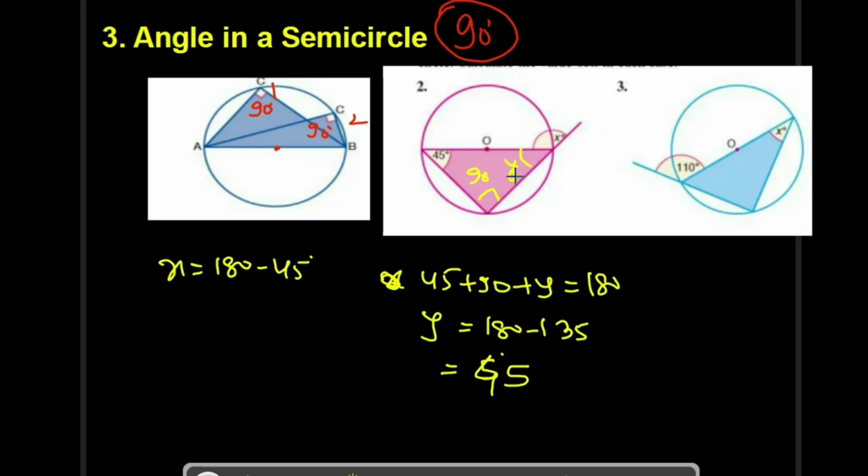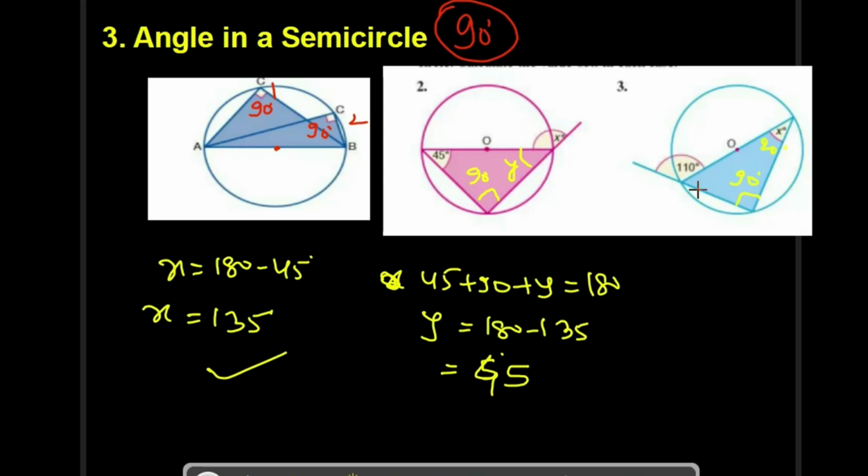So X we have to identify. X is equal to 180 minus 45. Why? Because this is a linear pair, straight line. So I can write here X is equal to 135. Or we can use the property directly. This is the external angle, this is opposite to the external angle, right? External angle is equal to the sum of the interior opposite angles. That means 90 plus 45, which is going to be 135.